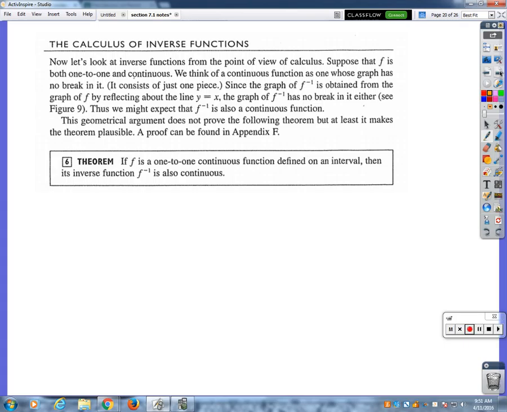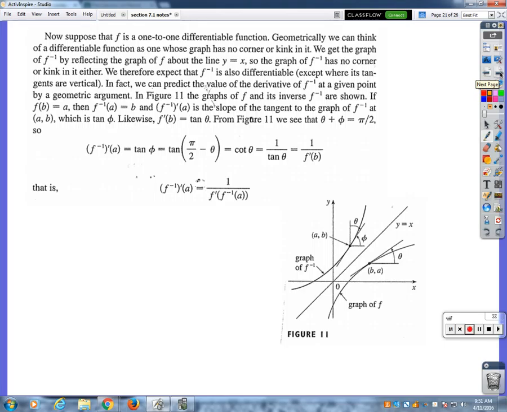This geometrical argument does not prove the following theorem, but at least makes it plausible. If you would like, you could find a proof in Appendix F in your book. But this theorem says that if f is one-to-one and continuous, then the inverse is also going to be continuous. No big deal. Now suppose that f is also differentiable. What's going to be true about the inverse? Let's just cut to the chase and save all that crazy reading. It's going to be differentiable as well.